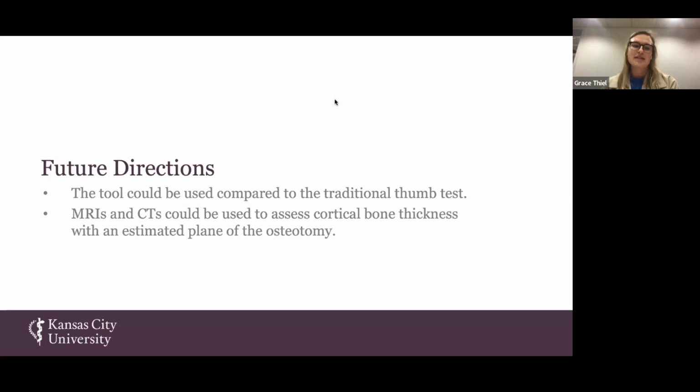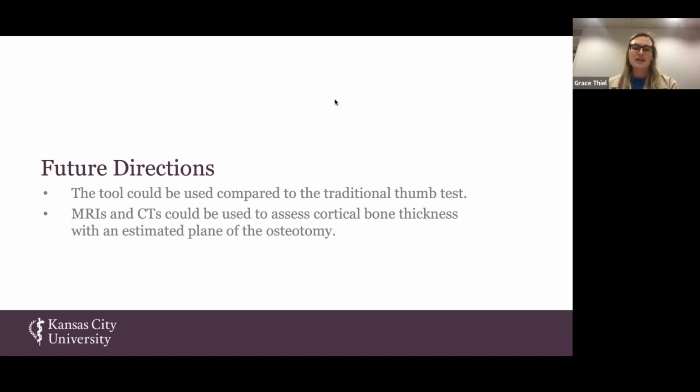So future directions, we think that this tool could be compared to the traditional thumb test, although the study published a little less than a month ago found the thumb test not to be the best when compared to CT. So whether that's truly applicable, I'm not sure. We had considered doing this comparison, but we thought it would be riddled with room for error just because it's so subjective. And also we did not know the handedness of the patients, which could have further impacted our findings.